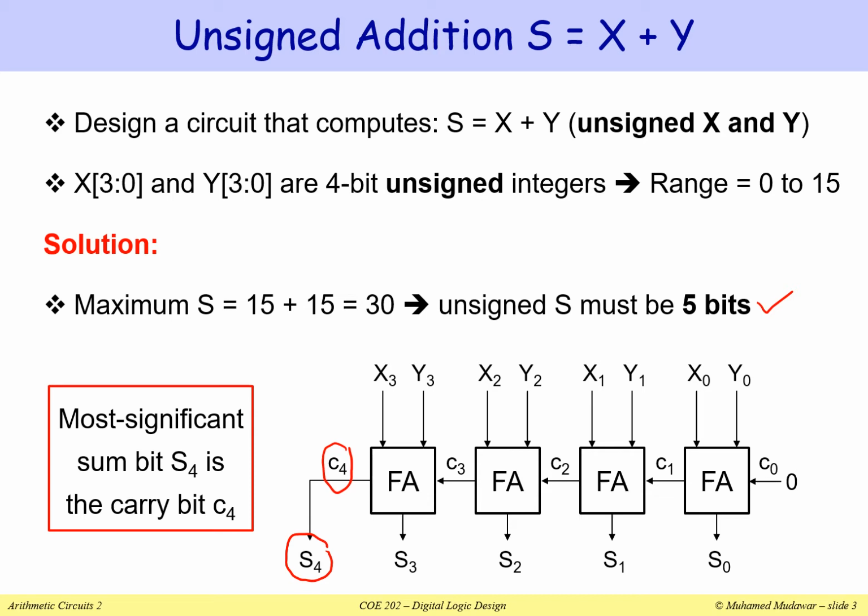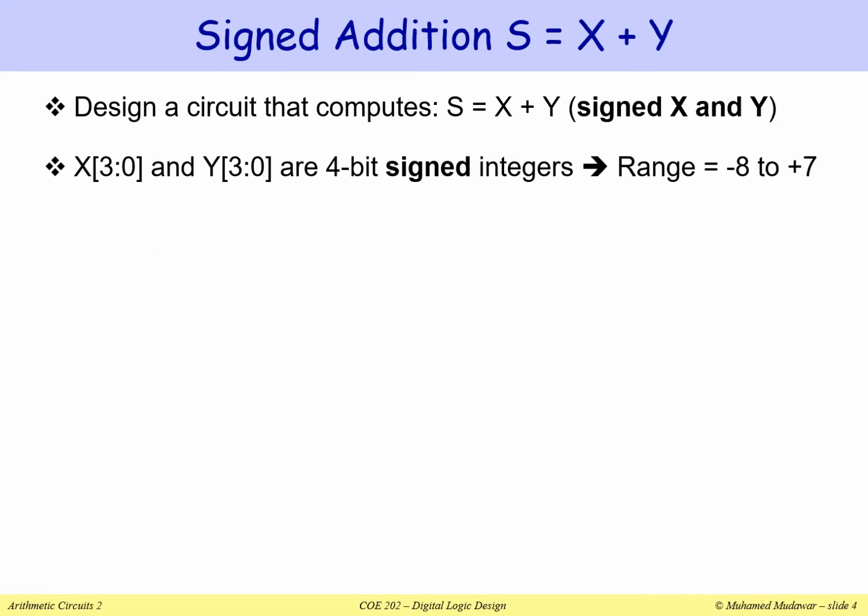But what if I would like to add signed integers? Suppose I would like to compute s is equal to x plus y, but x and y are signed. So the range of x and y will be from negative 8 to plus 7. So if I would like to do this signed addition, I have to do sign extension.